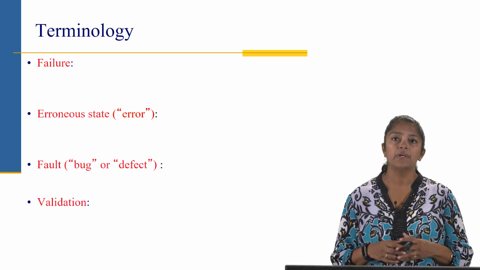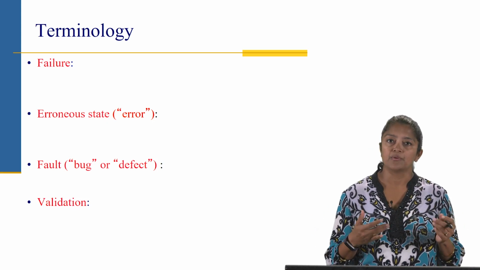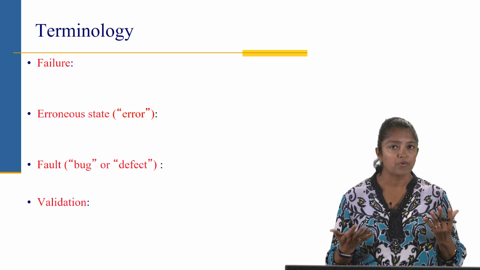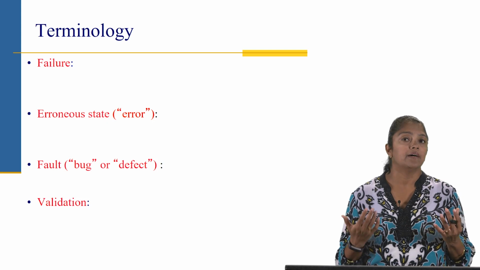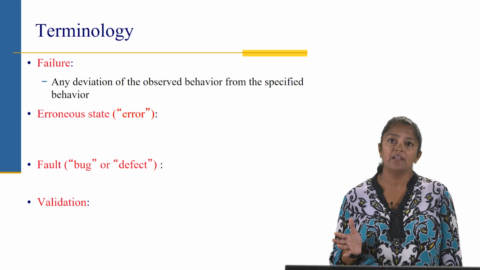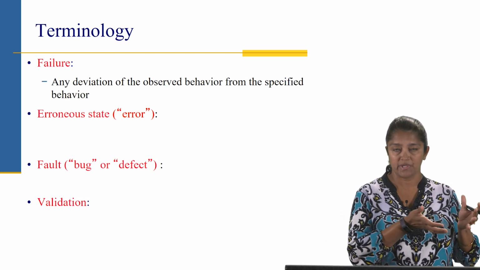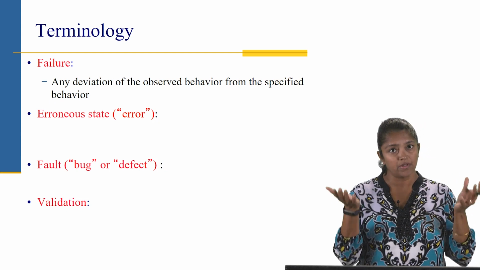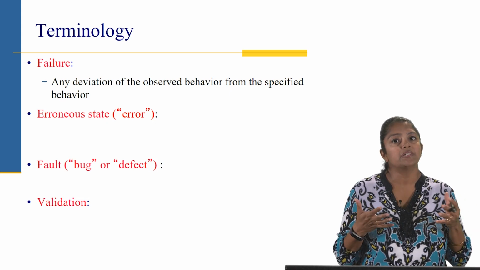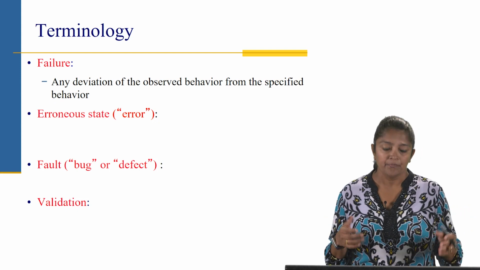The common terms that we hear are failure, error, fault, and validation. And all of these have a different meaning. They're all related to software testing and failure, but there are subtle differences between these terms. So failure is basically any deviation of the observed behavior from the specified behavior. So we know that if there is a system and it's expected to behave in a certain specified way, and if there's any deviation from that expectation, then that's a failure.